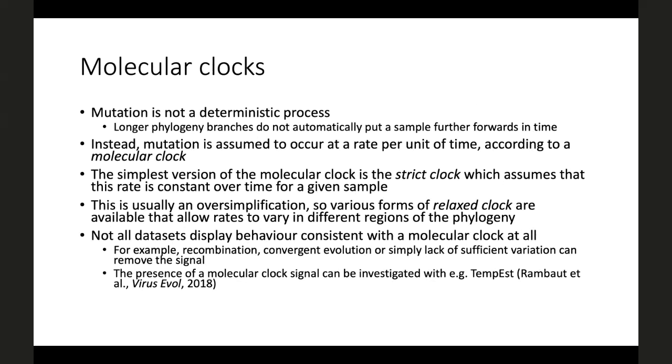And that may be because recombination or convergent evolution, for example, have mixed up the signal and you can't get it. Or it may just be because you don't have enough variation in your data set to establish the signal. So it's worth checking for this if you're doing analysis with a molecular clock. To check for the presence of a signal, there's a program called TempEst, which is a very, very quick way to see if there's any temporal signal in the data set.